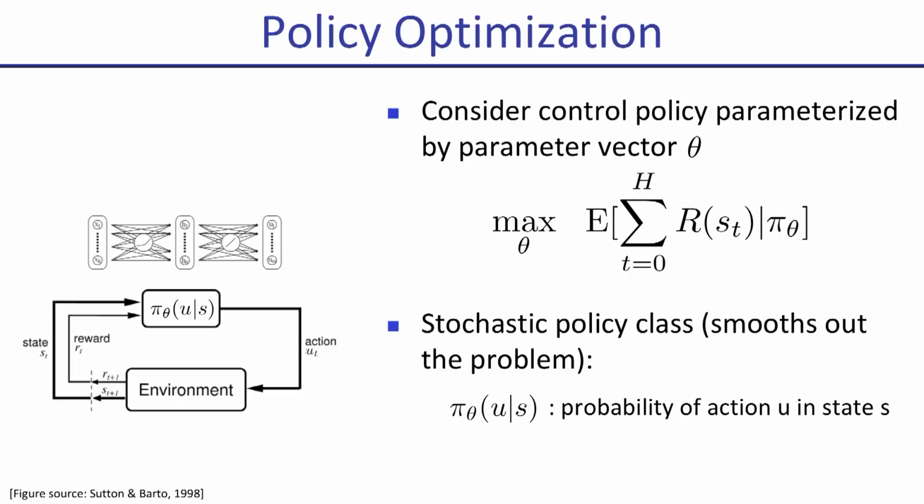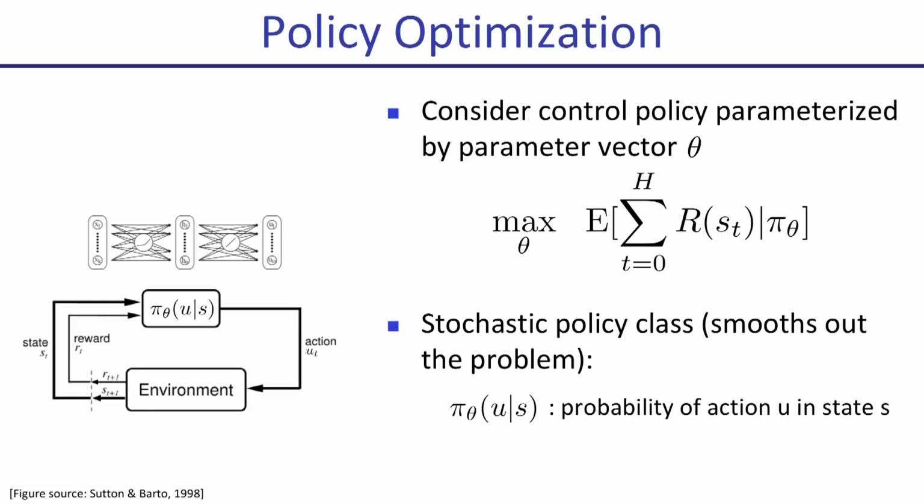We still want to maximize the expected sum of rewards. We're actually not going to discount in this lecture, so gamma equals 1. We're just going to maximize the expected sum of rewards, and we're going to use a stochastic policy class, meaning the policy class is the set of policies that we'll choose from, and we hope that in that set there will be a good one that we'll find. There are a few reasons to use a stochastic policy class. Maybe the most important one is that it smooths out the optimization problem.